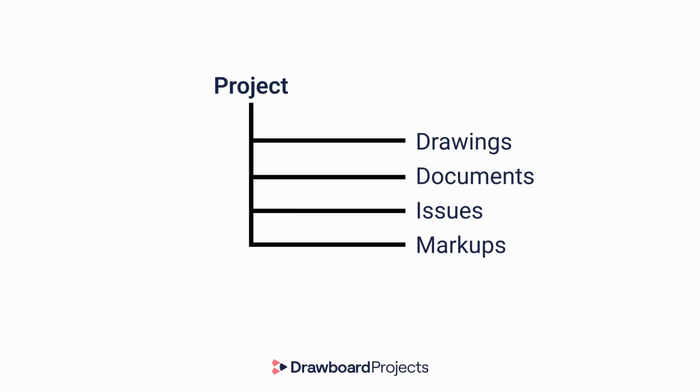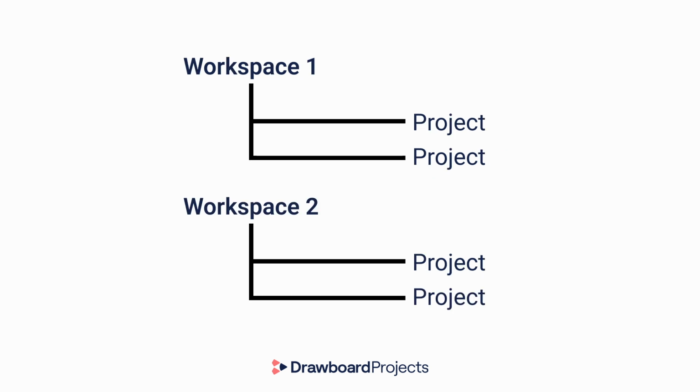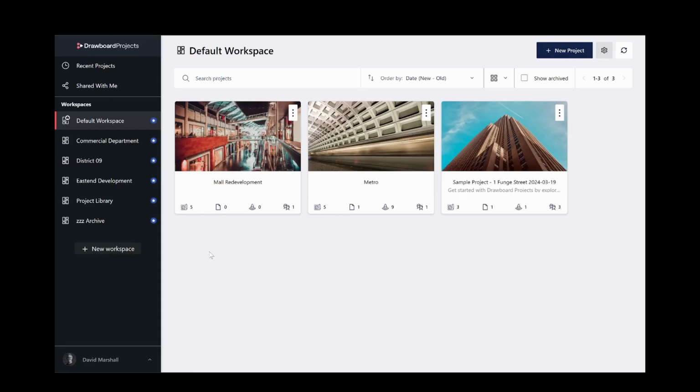In Drawboard Projects, all of your drawings, documents, issues and markups are organized inside a project, and each of your projects is organized inside a workspace. Every new project's account starts out with a default workspace, which every new user added to your account can automatically access. You can rename this to something that suits you better, but you can't delete it.